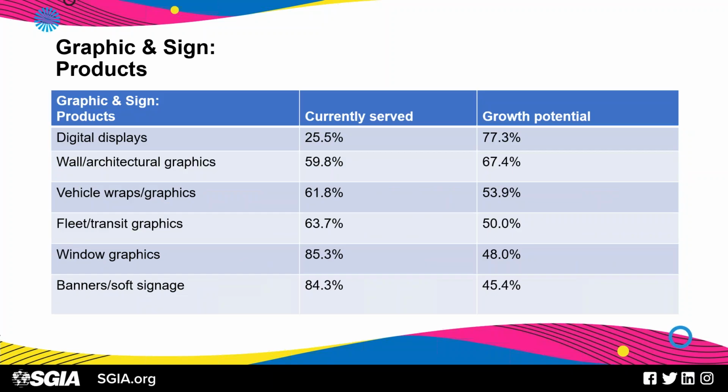What about the growth potential? Again, we can see that digital displays top the list. Like at least 3/4 of the graphic design community believe that this product area has a great growth potential, 77.3%. Then it's wall and architectural graphics for 67.4%. Then, of course, vehicle graphics, window graphics, and banners.